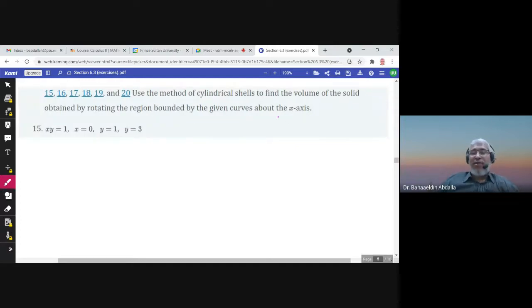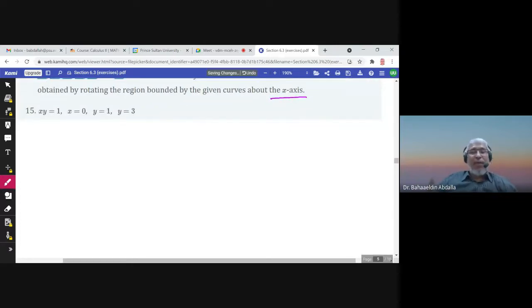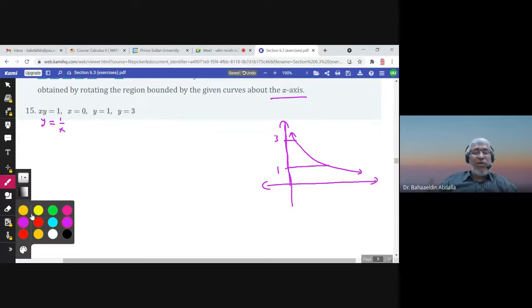Now we will rotate about the x-axis. So we have the graph of x times y equals 1. It is y equals 1 over x. Okay, so it is this one. x equals 0 is the y-axis. Let us say that this is y equals 1, and this is y equals 3. So the region is this one. Okay, we need to rotate this region about the x-axis.